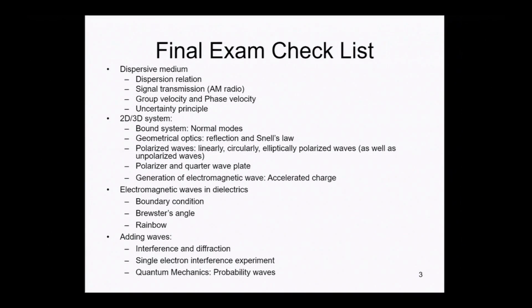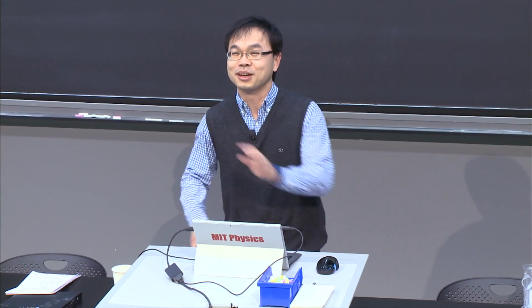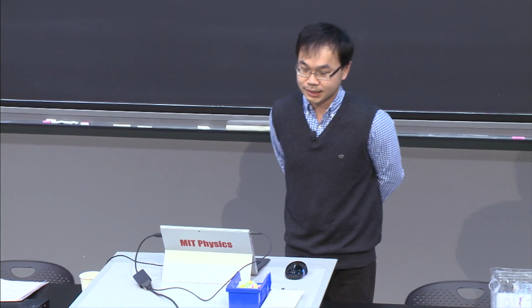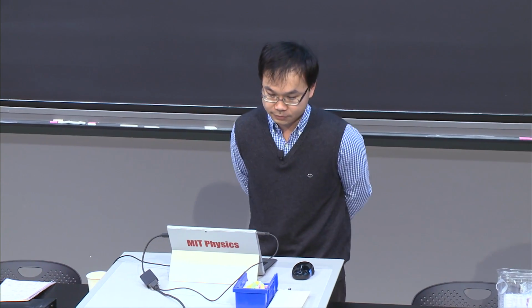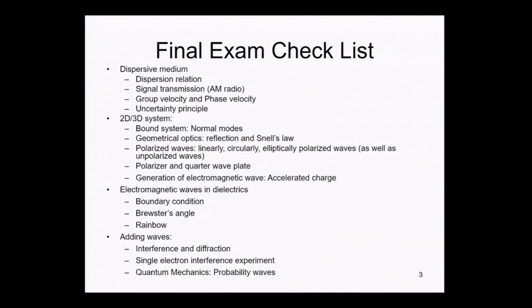For 2-3D systems, we have bound systems, which have normal modes for 2-dimensional and 3-dimensional systems as well. You can see normal modes all over the place. So just make sure that you know how to derive all those standing waves for systems of different dimension. And we showed and proved geometrical optics, which is a direct consequence of wave functions, continuation of the wave function, and boundary conditions. And we learned about the refraction rule and also Snell's law.